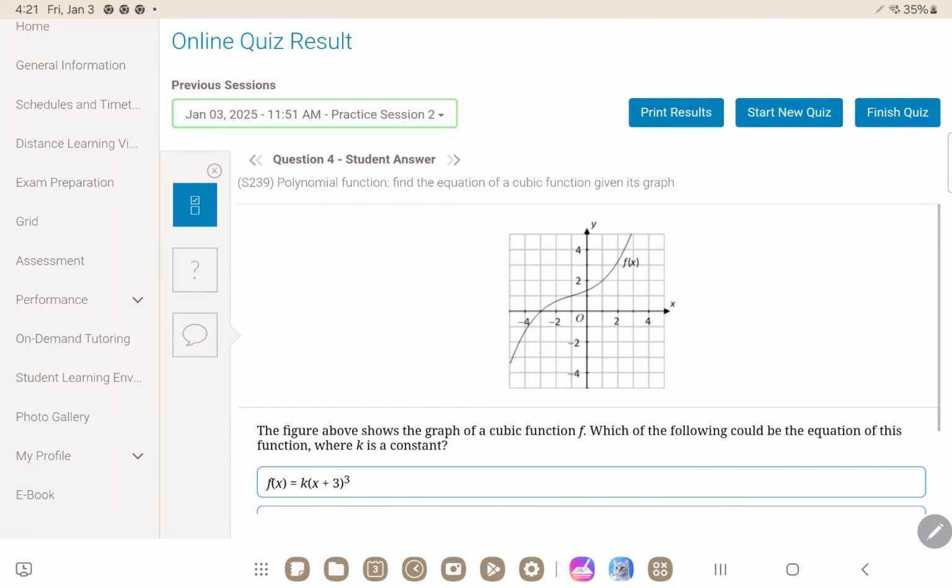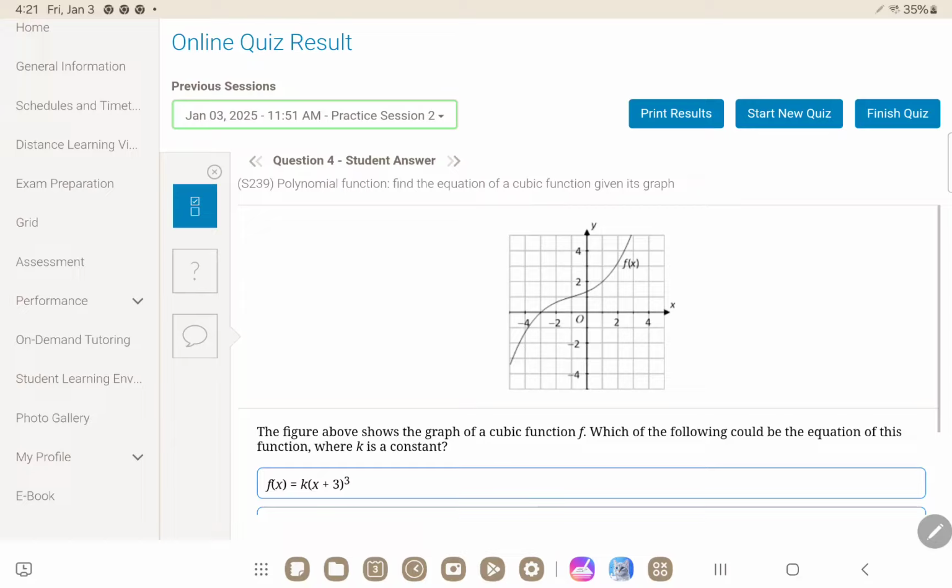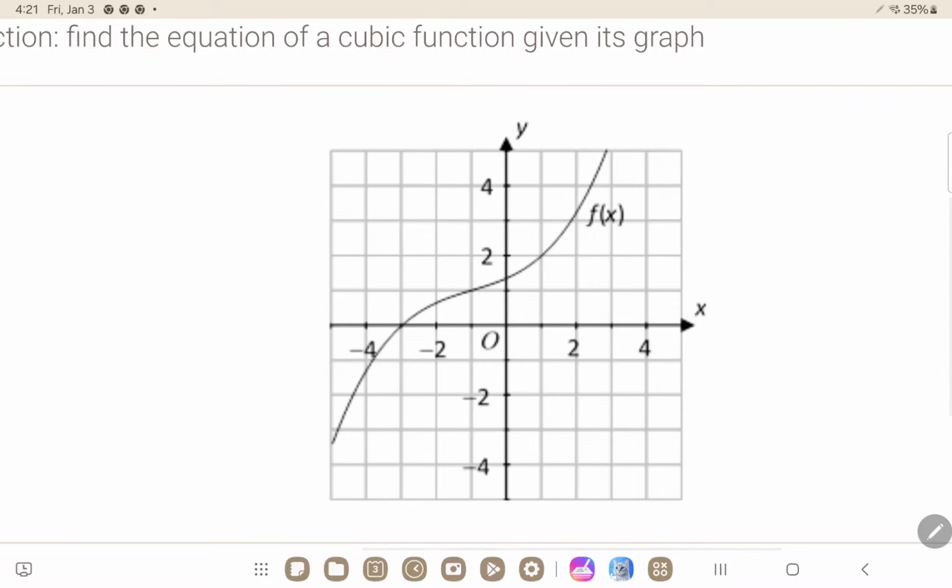So for this question, we have a cubic function's graph, and they're asking us which of the following is the equation for this graph. So we need to look at this graph and find the x-intercept, or the root, which is the point on the graph where the curve is touching x, which here is negative 3. Now, in this graph we need to see how many roots we have. We have 1 root. It's negative 3. So for this function, we can only have 1 root. You cannot have more than 1 real root.